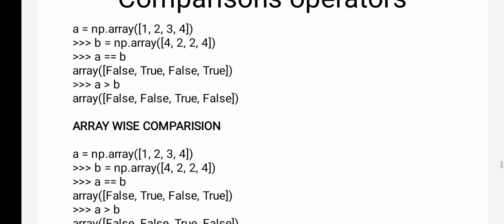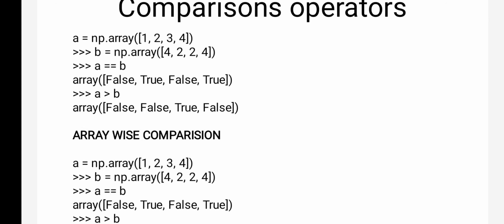In C and C++ we used to call them relational operators or comparison operators, which are used to compare one element with another element. So here what are we comparing? We are comparing one array with another array. So here how many comparison operators do we have? Greater than or equal to, less than or equal to, not equal to. You see in this example, a equals np.array. What is the name of the array? A.